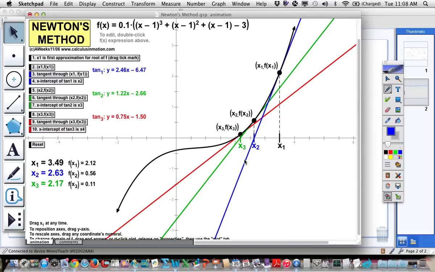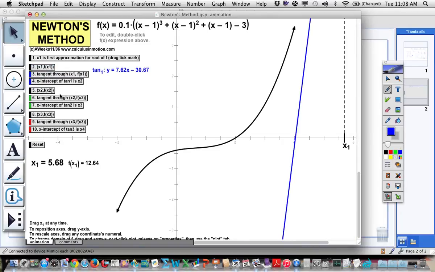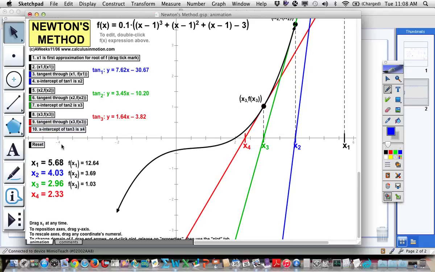Okay? Now, what happens if you make a bad first guess? Well, it's just going to take longer to get there. Right? What if my first guess was here? My first tangent touches there, and then the next one, and then the next one, and we would just have to keep doing it. We would just have to do it more times if you have a bad first guess.